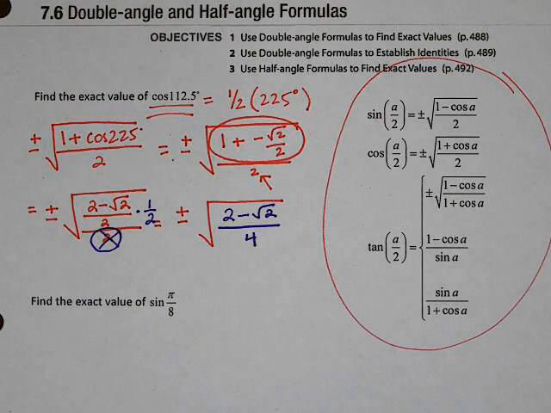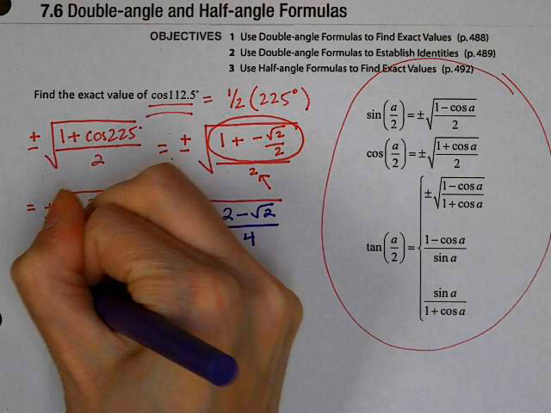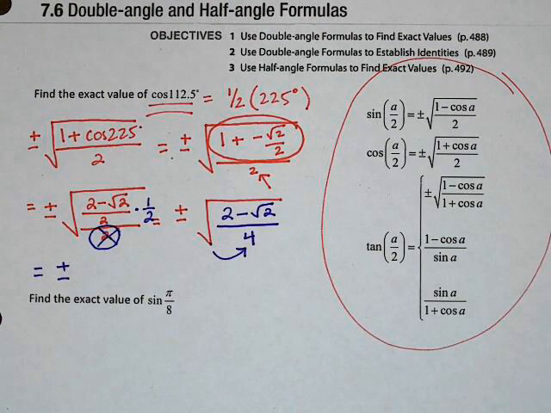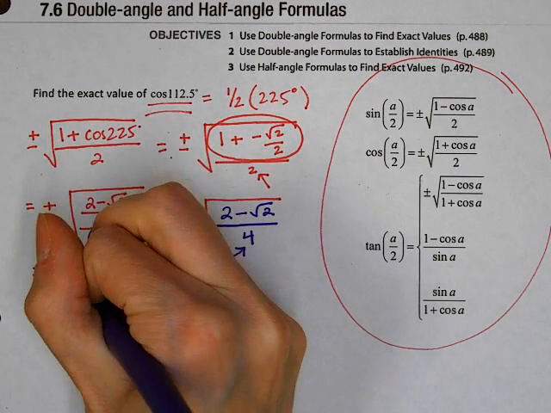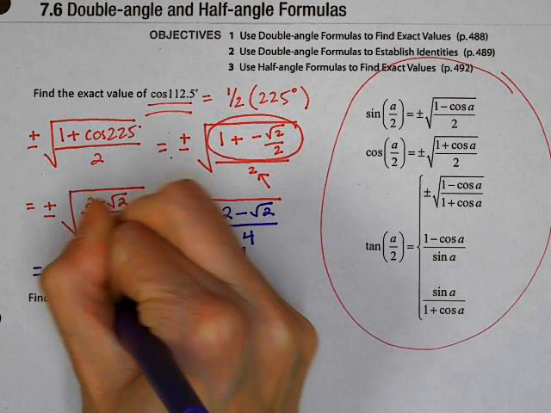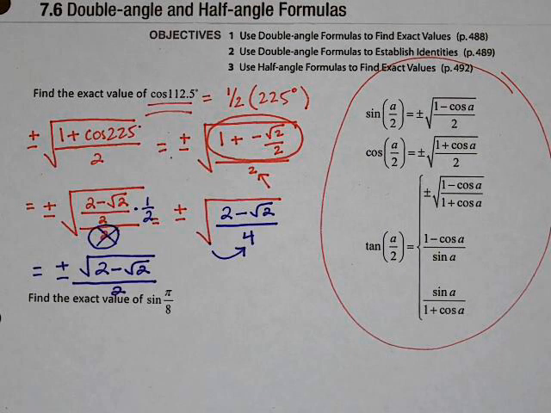But then, now we're at plus or minus. The square root of 4, we can just pull out as a 2. So now we're at the square root of 2 minus root 2, and then out of the square root sign is just a 2.